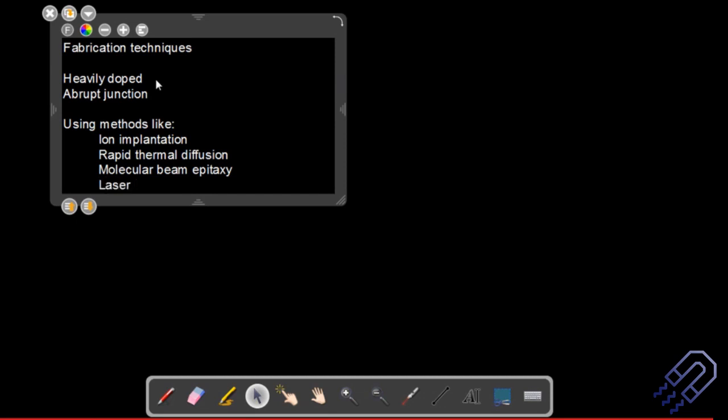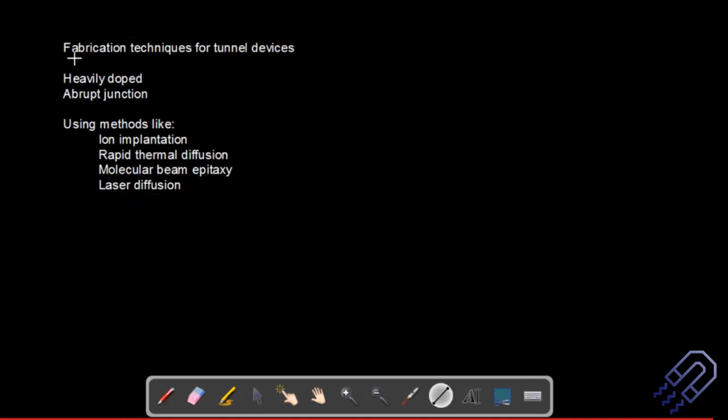And then we also have got the laser diffusion. Okay, laser diffusion. So you have the energy of lasers being used to diffuse and make the samples for tunnel devices. Okay, so if you are making a tunnel diode, we'll also use a similar technique. So this is what is important here. So having said that, I think we should actually talk about the tunnel diode now. Okay, so let's just write down a few specific points about tunnel diode.